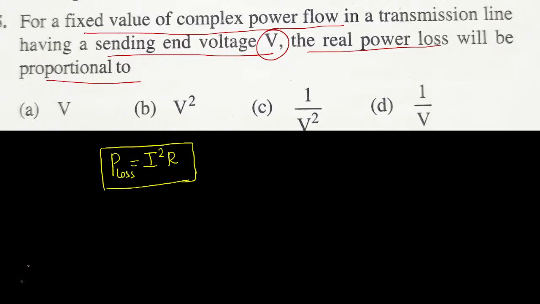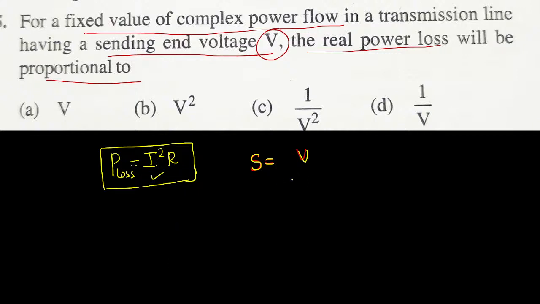Observe the question carefully. The given data, for a fixed value of the complex power flow, they are talking about complex power. First of all, that is apparent power. Complex power flow in a transmission line having the sending end voltage V. So what data have they given? They have given only two data: one is complex power, another one is voltage. Using these two, we have to bring in the parameter for losses. I hope you are getting me.